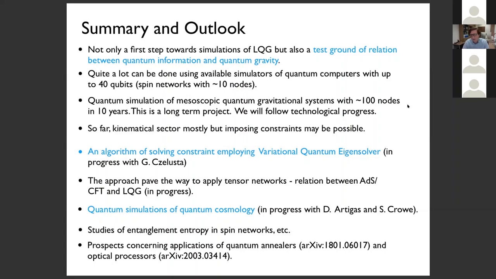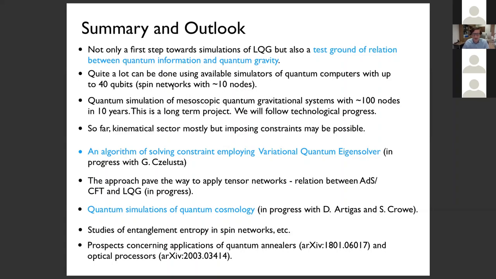I mean, we would like to have access to hundreds of thousands or millions or billions of nodes to really capture the classical properties of space or space-time. 100 nodes is still something, I would say, a kind of intermediate configuration.